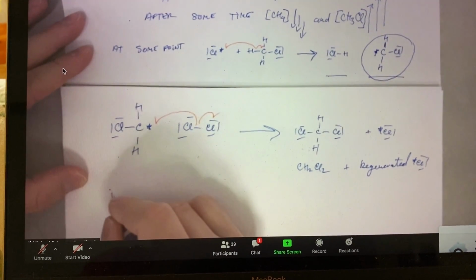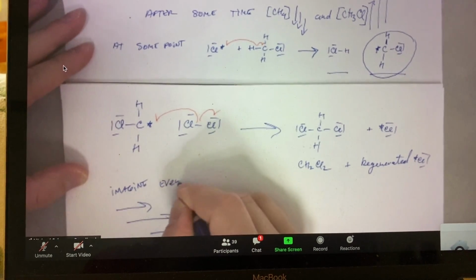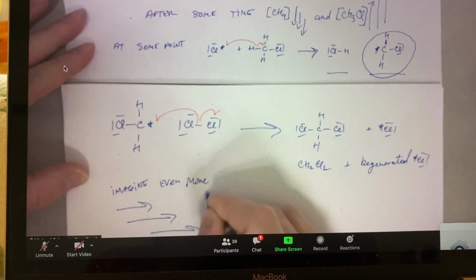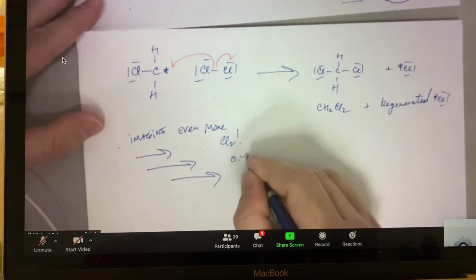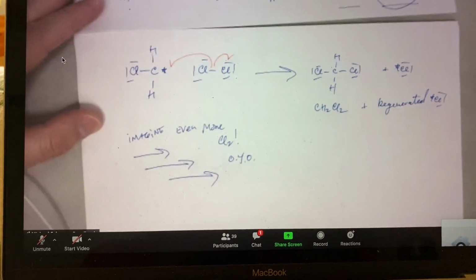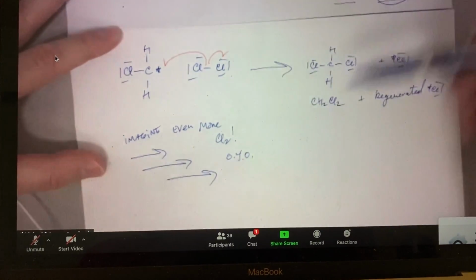I want you on your own to imagine even more Cl2. You're going to practice this work on your own. We can talk about it in office hours, but I'm not going to teach it in class. This is kind of an on-your-own type problem after you've studied the notes up to this point.